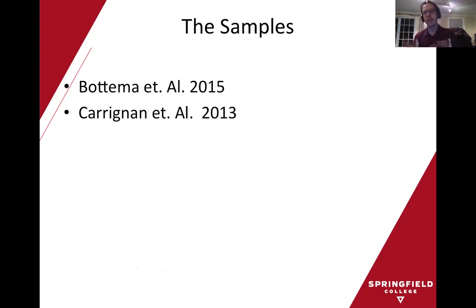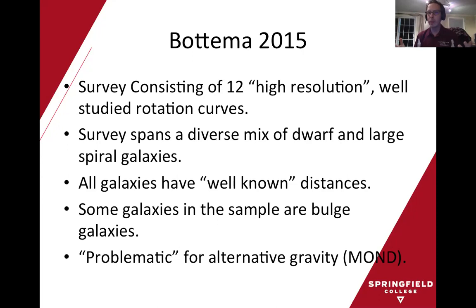Okay, but the samples that we're going to be working on today, for the rotation curves, for this radial acceleration rule, and also for Tully-Fisher, which we haven't introduced yet, are these two surveys that we discussed in the beginning. Okay, why did we pick these two surveys? Well, 2015 is fairly recent, 2013 not so much, but we picked these surveys for a few reasons. Number one, they're quote unquote high resolution galaxies. They're very, very well studied. Number two, they span a diverse mix of dwarf and large spiral galaxies, so it spans the entire spectrum of galaxies. They all have well-known distances. And so those of us that are in the game of doing large-scale physics, we know that any one of these measurements are super sensitive to the distance that you use.